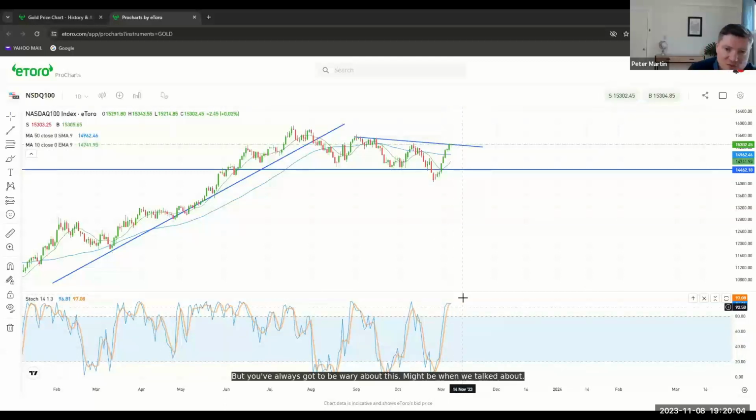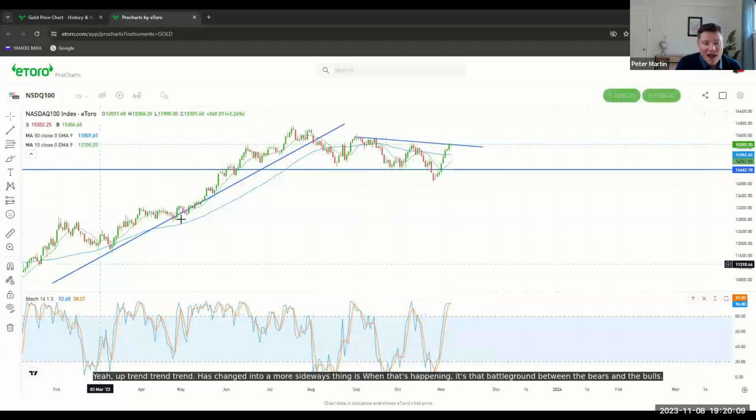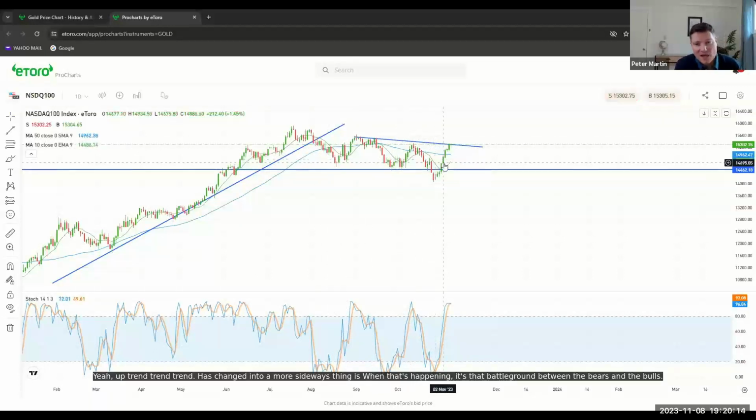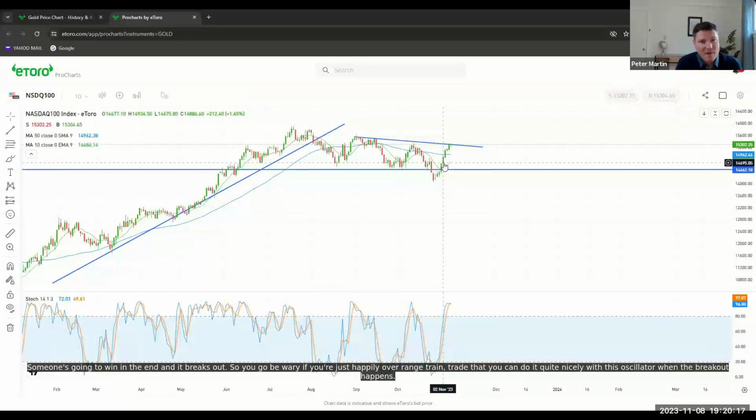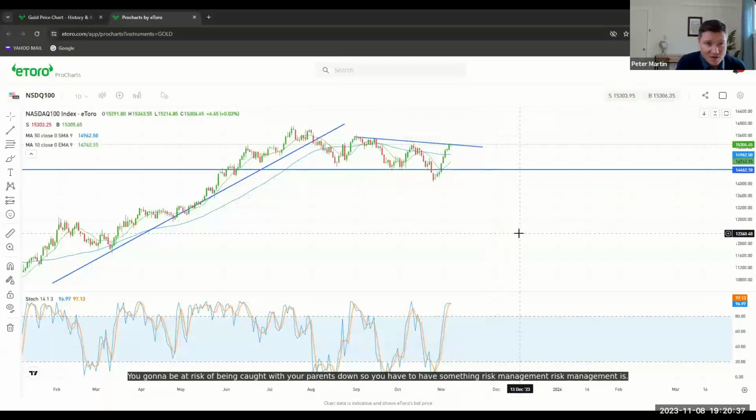But you've always got to be wary about this. We've had an uptrend, and the trend has changed into a more sideways thing. When that's happening, it's a battleground between the bears and the bulls. Someone's going to win in the end, and it breaks out. So you've got to be wary if you're just happily saying, I'll range trade that. You can do it quite nicely with this oscillator, but when the breakout happens, you're going to be at risk of being caught with your pants down. So you have to have some good risk management. Risk management is one of the final talks we're going to do as part of this course.